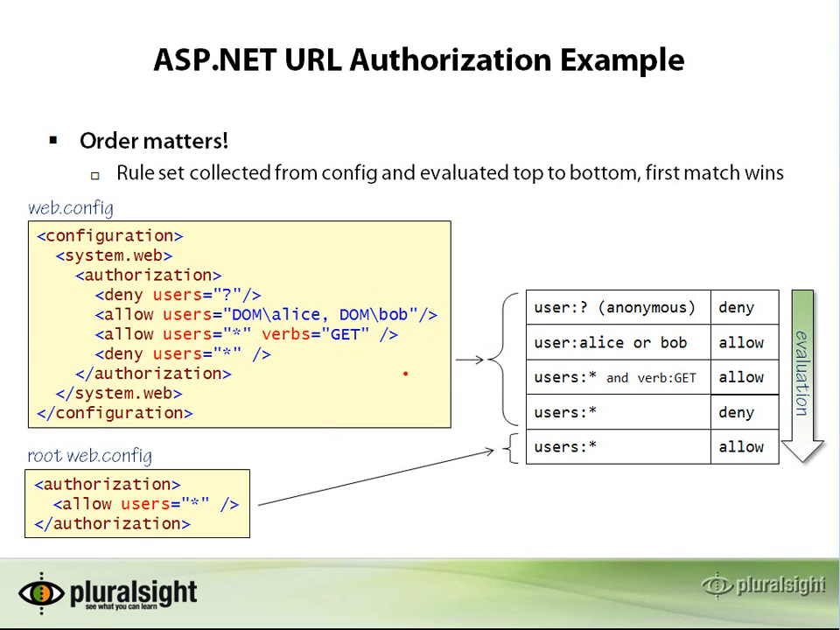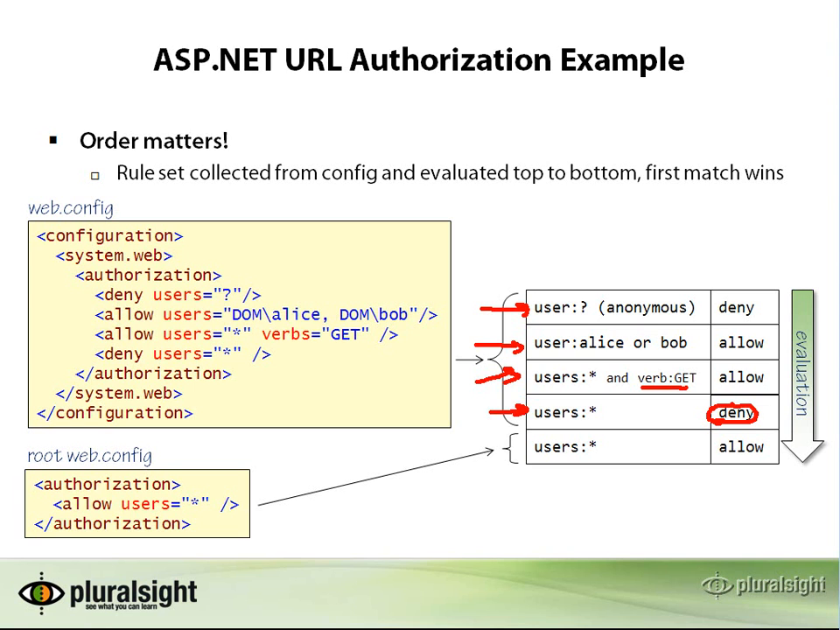So now let's say, for example, we got a post coming in from Julie. So Julie clicks a button on that page, does a post back. She gets past this one because she's not anonymous. This one doesn't match. She's not Alice or Bob. This one doesn't match either now because it's not a GET, it's a post. And so at this point we drop down to this rule right here, users equals star, which is a deny, and her request is denied.